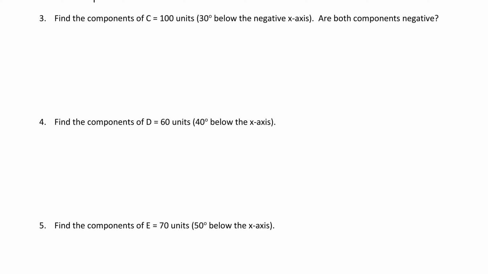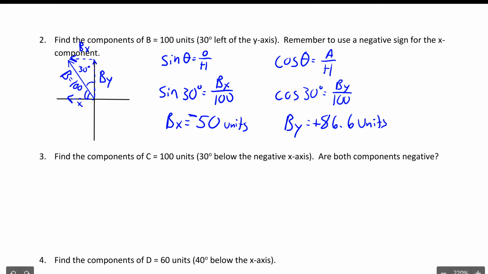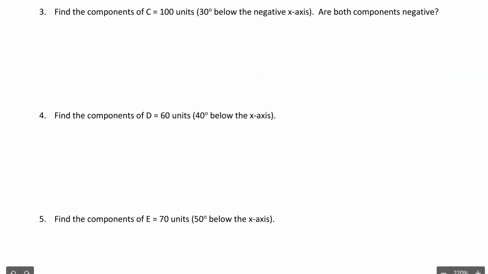Okay, and then it says, are both components negative? Did the previous one say something like that? No, it says, remember to use a negative sign for the x component. Yeah, that's what we did. Okay, so let's draw our axes. Identify where the negative x-axis is. It's the horizontal one on the left, and we're going to go below the negative x-axis. 30 degrees below the negative x-axis looks like that.